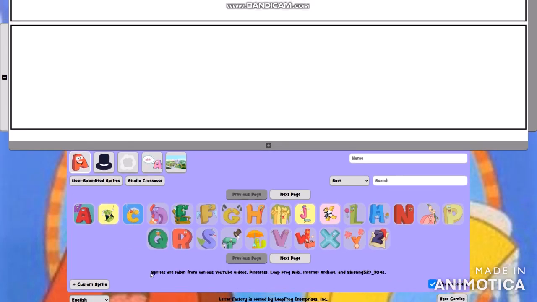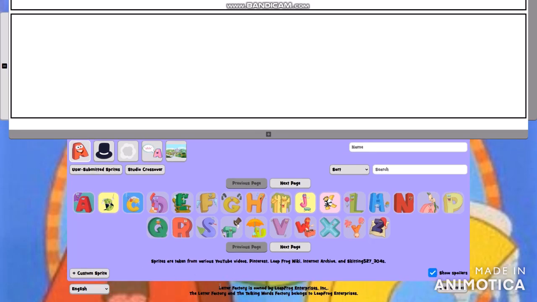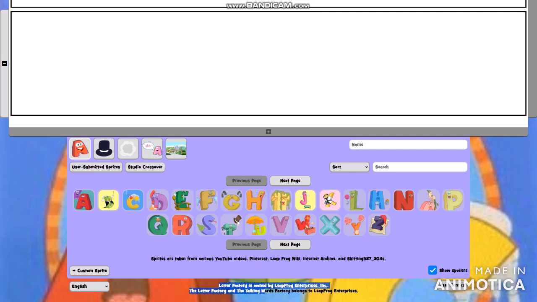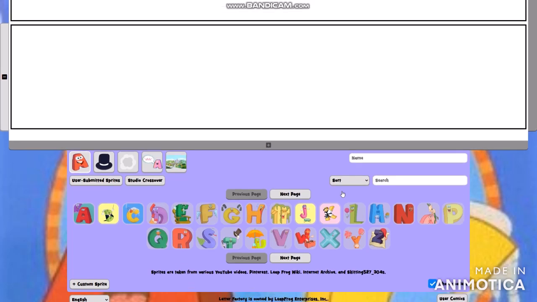As you may notice, these sprites are taken from various YouTube videos, Pinterest, Leapfrog Wiki Studio, the Wiki Studio as well, and the Internet Archive, and setting 527 underscore 304S. Which means I'm not very sure this is actually for real as well. So, as you can see, the Letter Factory is owned by Leapfrog Enterprises Incorporated. The Letter Factory and the Talking Words Factory belong to Leapfrog Enterprises Incorporated.